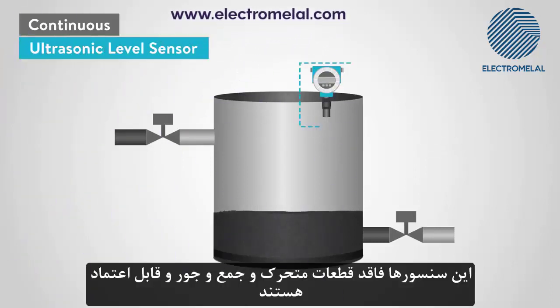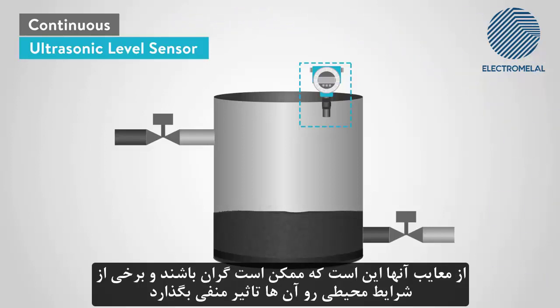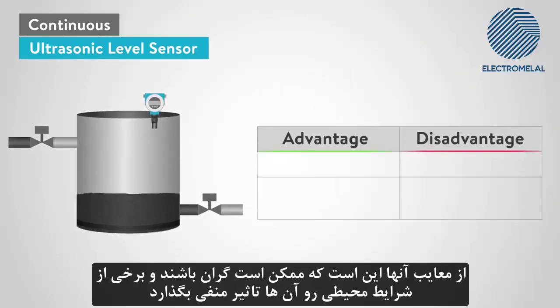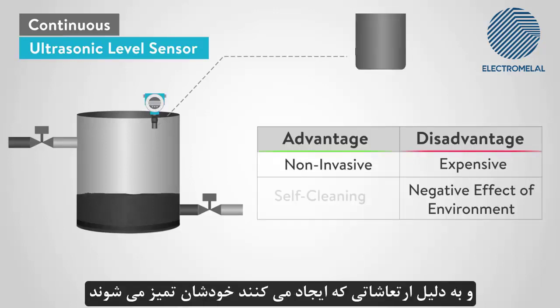These sensors have no moving parts, are compact, and reliable. The disadvantage of using this type of sensor is that they can be expensive, and in some situations, the environment can have a negative effect on them. The benefits of ultrasonic sensors are that they are non-invasive or non-contact. They are unaffected by the properties of the material they are sensing, and they are self-cleaning because of the vibrations they give off.